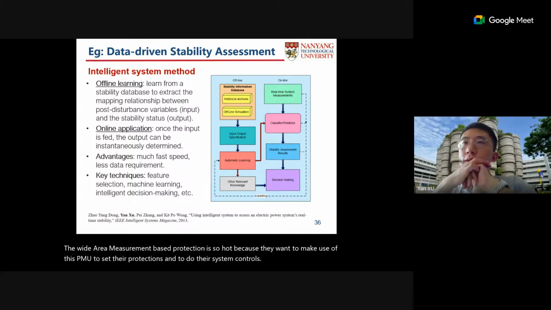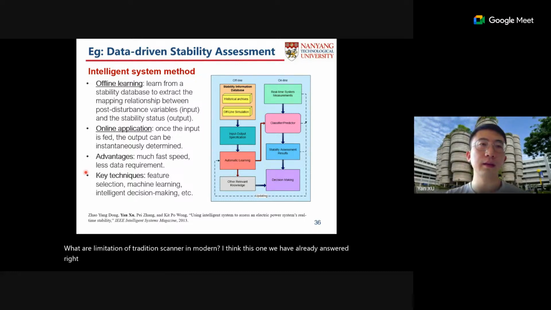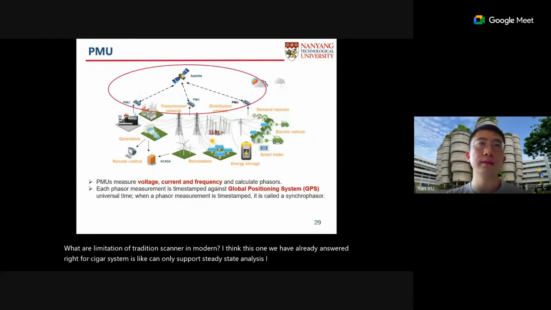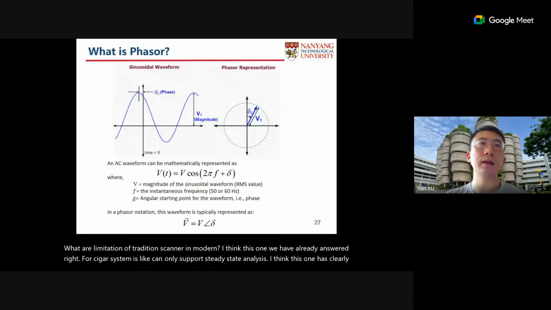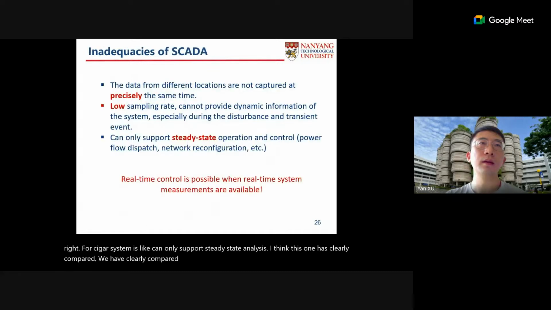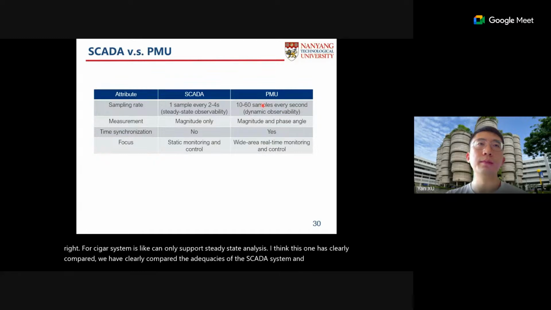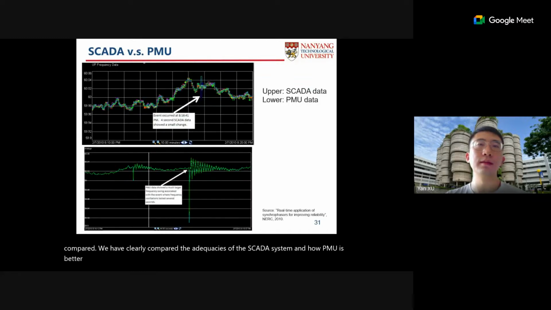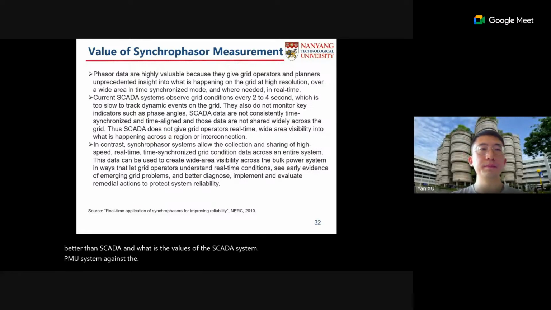What are the limitations of traditional SCADA in modern systems? I think we have already answered this one. The SCADA system can only support steady state analysis. We have clearly compared the adequacies of the SCADA system, how PMU is better than SCADA, and the value of the PMU system against the SCADA system.